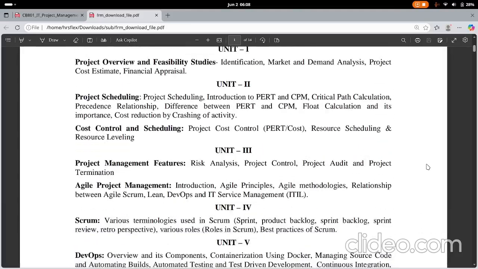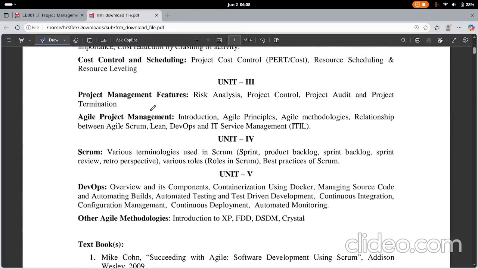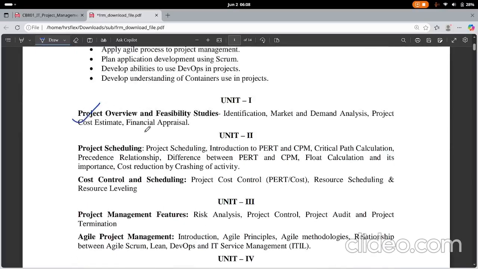So in this lecture we are going to study unit 2. We have already completed unit 1. It was good. Your feedback was super positive. So let's continue the flow and start with unit 2.